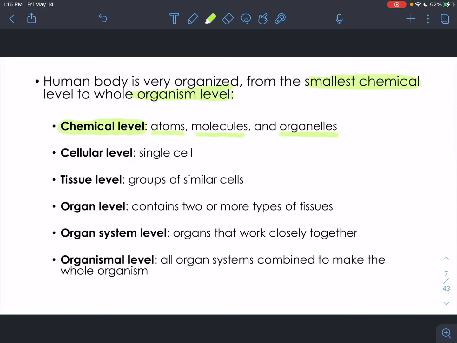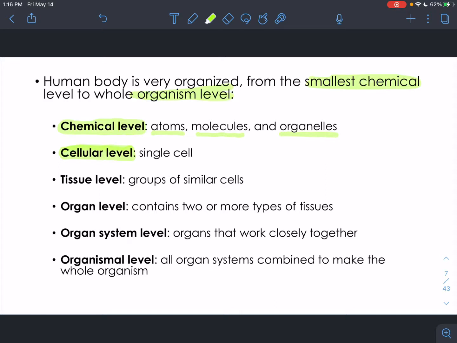And you should know organelles are things such as the ribosomes, the mitochondria, the endoplasmic reticulum. Those organelles are going to make up our cells. Okay, so very small, we have the chemical level. This stuff we'll talk about in the next chapter. The chemical level makes up the cellular level.